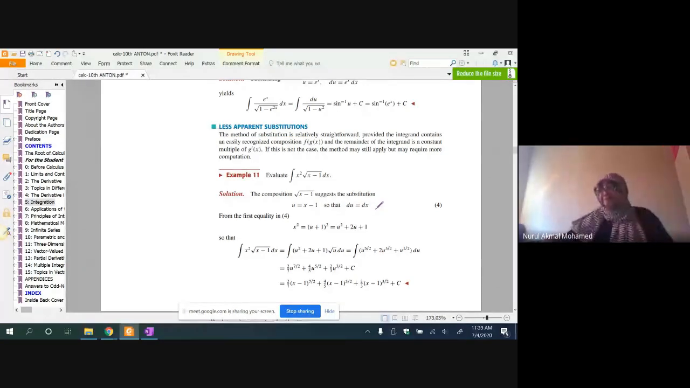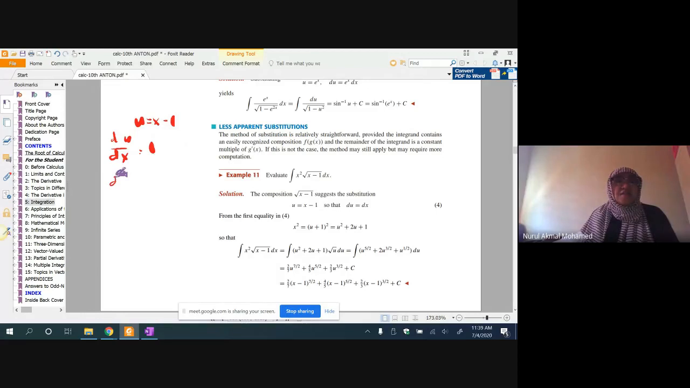Okay, so x squared here will be u plus 1. I think it's not too easy for you to follow. If you take u equal to x minus 1, your du dx will be 1. If you write dx as the subject, dx is equal to du.